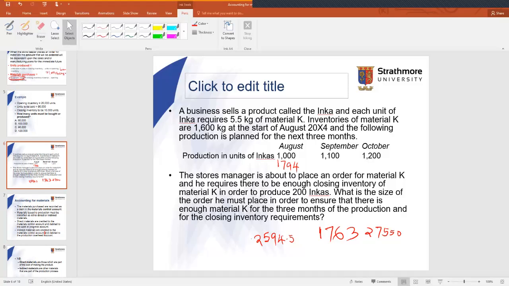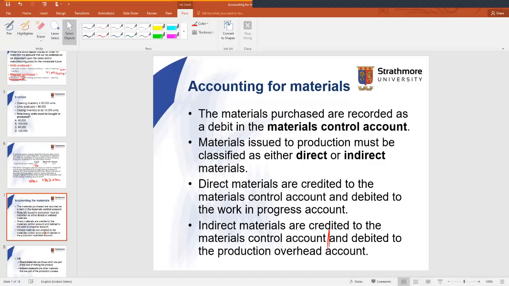Determining, therefore, the material to be consumed. Now, when it comes to accounting for material, as I mentioned, we have to make a distinction between the material that forms part of the final commodity and the material that is an indirect material, because the accounting will be quite different. The material purchases are recorded as a debit in the material control account. Sometimes this is referred to as the store ledger account.